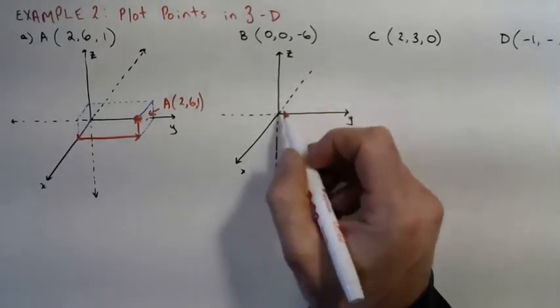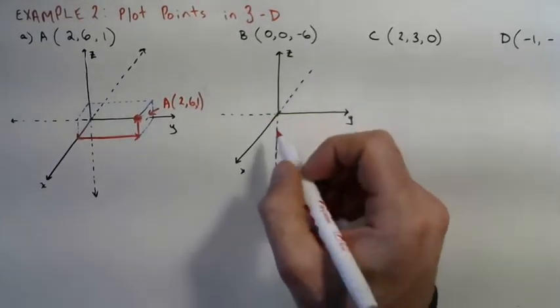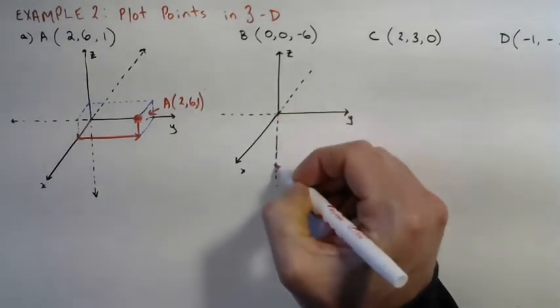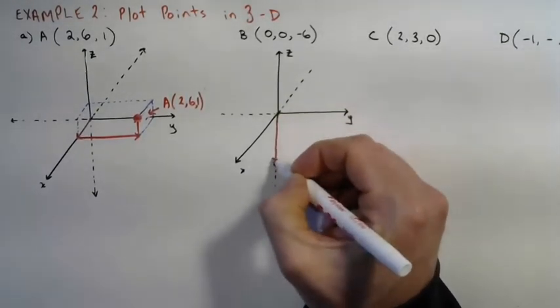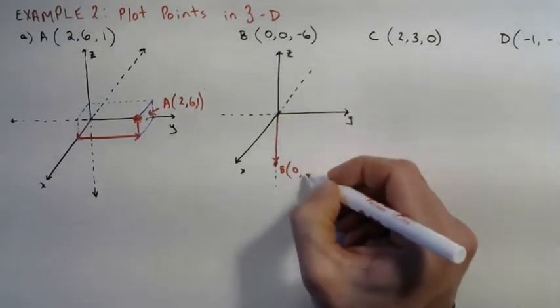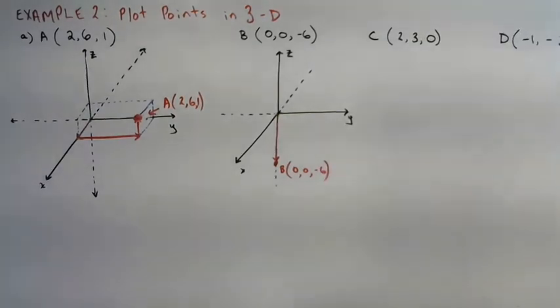I'm not heading anywhere in the X direction. I'm not heading anywhere in the Y direction. I'm just going negative 6 in Z. Well, here's Z, 1, 2, 3, 4, 5, 6. Boom. Okay, draw a line segment to help me visualize it. This is now the point B at 0, 0, negative 6. Pretty straightforward.